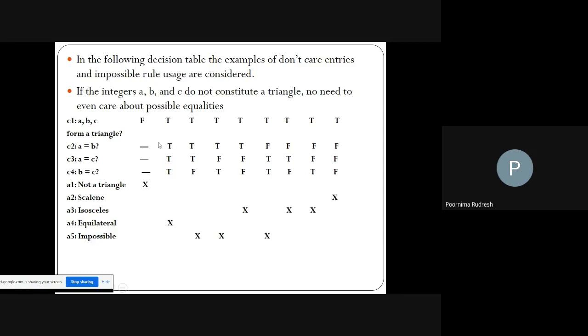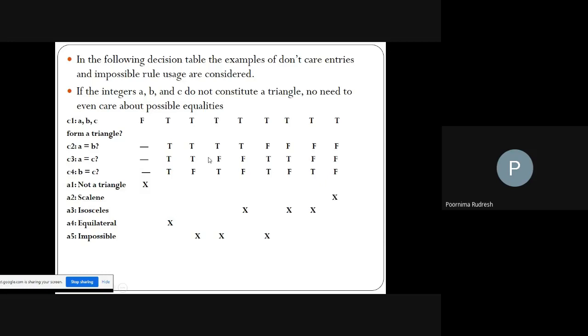So three conditions. The first condition is C1, ABC. By using ABC we are forming a triangle. But what type of triangle we are going to construct depends on the values of A, B and C. If all are equal, then we are going to construct the equilateral triangle. So the output of this condition is A4, that is, A4 is equilateral.